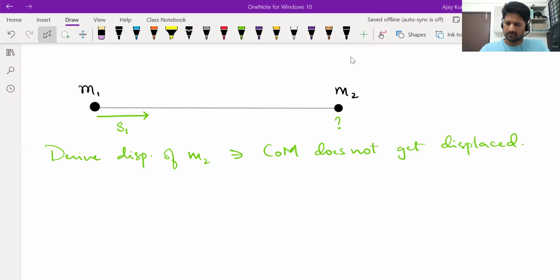Okay, Vanilla, your answer is correct only. You know the displacement of one of the masses. You should find out the displacement of the other mass such that center of mass does not undergo any displacement.